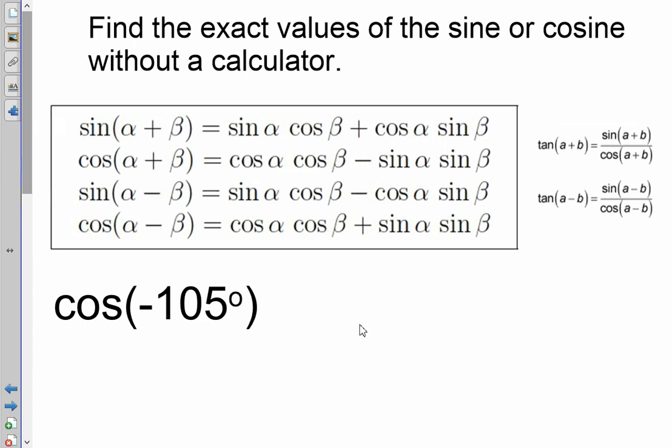Okay, we're going to continue on our introduction of using the sum and difference formulas. In our last video, we broke down and found the sine, cosine, tangent given a different angle. Now we're going to find some specific values.